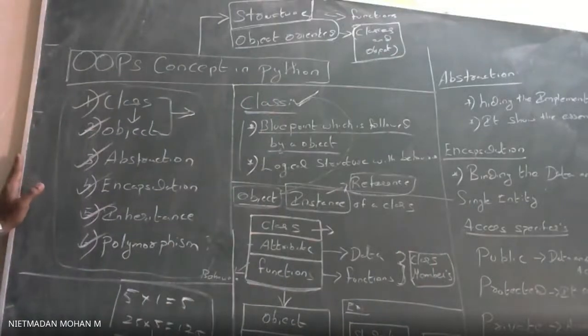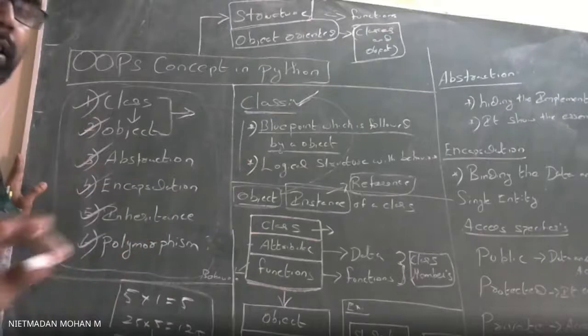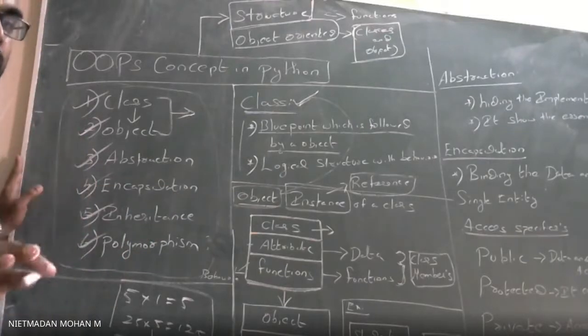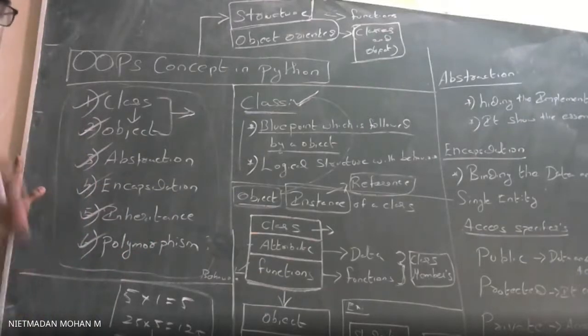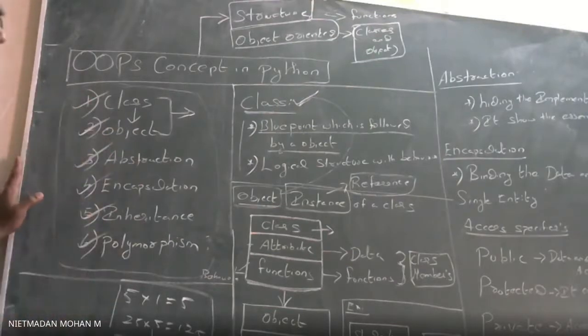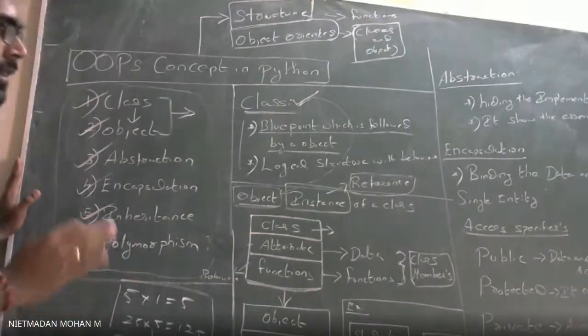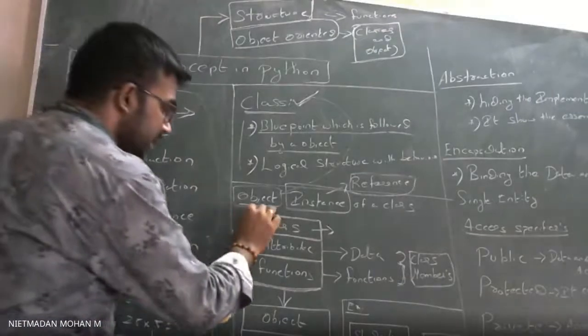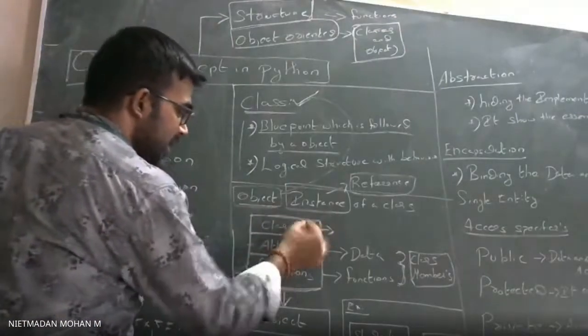So don't go with the programming concept. You just listen to what I am telling. When we go to an example, then you can easily identify what is meant by class, what is the attribute, and what is the function. So these are the basic things. This is the syntax of the classes: class name, attribute, and function.